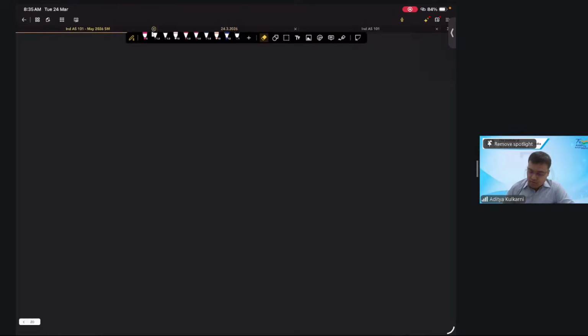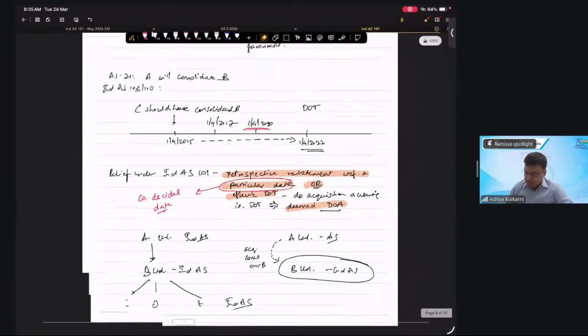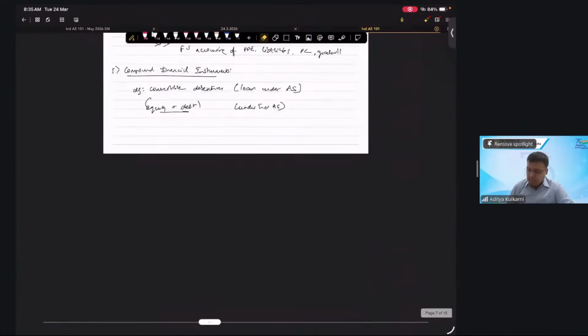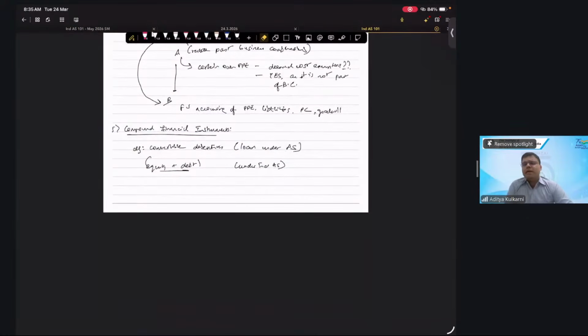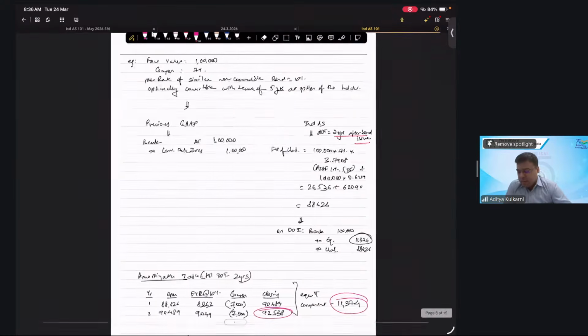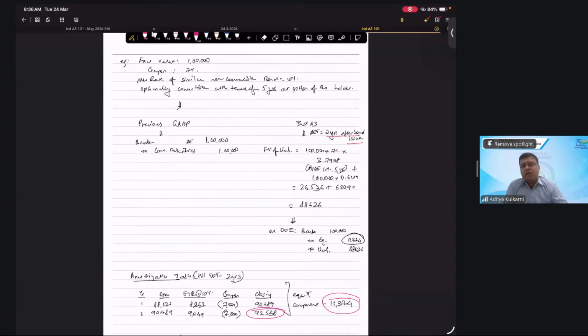No doubts? Okay. Next, let us move on to compound financial instruments. Typically, your convertible debentures or convertible preference shares are items which you would be showing as loans or share capital respectively under AS. But now here they are having two components. One is an equity component, one is a debt component. So you are going to record this as a compound financial instrument on the date of transition.